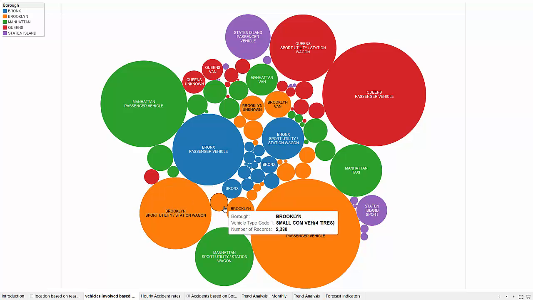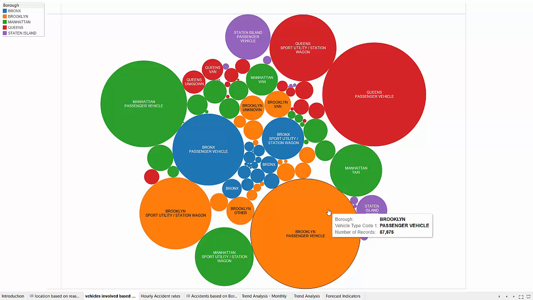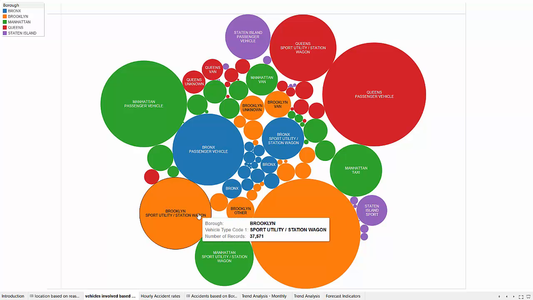For instance, as you can see in the Viz, hovering over the bubble shows Brooklyn has 87,670 accidents which have a passenger vehicle involved. Similarly, hovering over the second largest bubble of Brooklyn shows that sports utility vehicles are the second largest number of vehicles involved in Brooklyn.